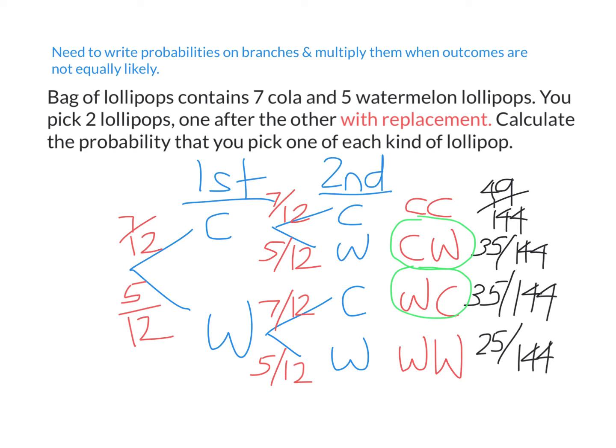This causes people a lot of confusion. You need to multiply along the branches, but you need to add when you have the probabilities of each outcome. The probability that either this or this happens is just the sum of their probabilities. So 35 over 144 plus 35 over 144 is 35 over 72. Once again, I added up these probabilities, which gives me the probability that either happens. So the probability that you pick one of each kind of lollipop is 35 over 72.